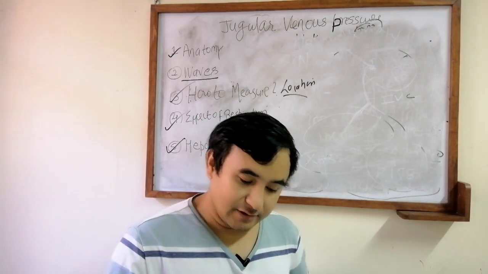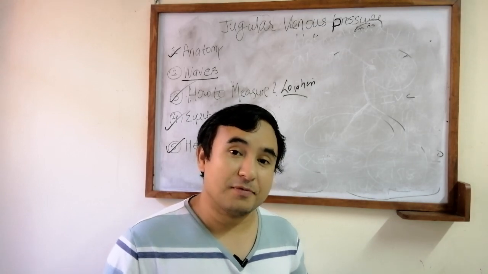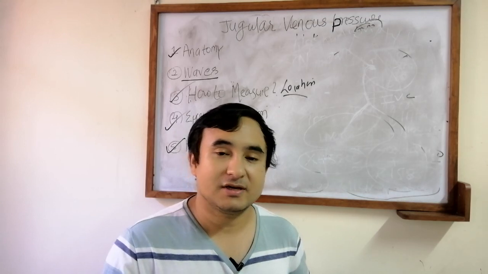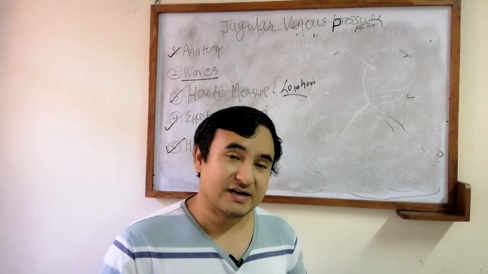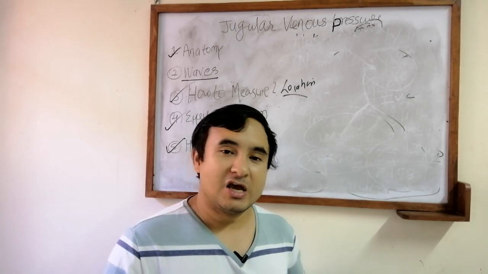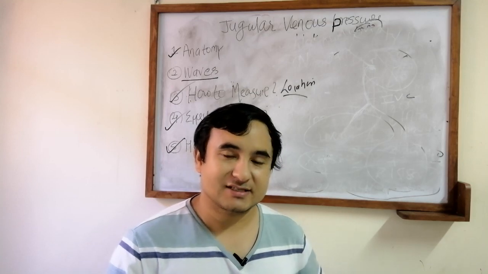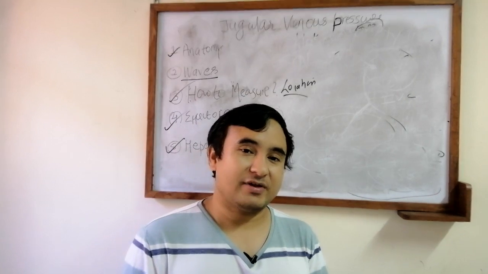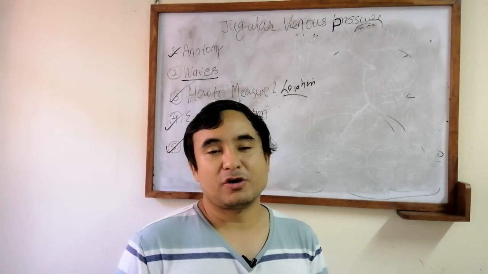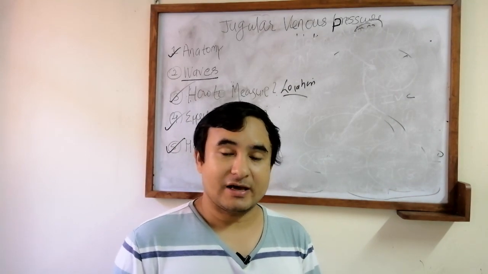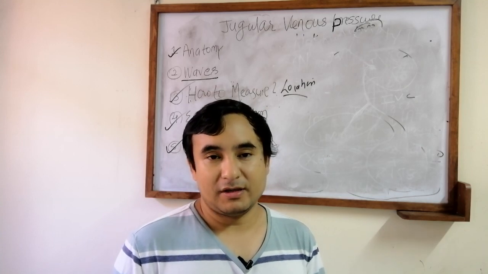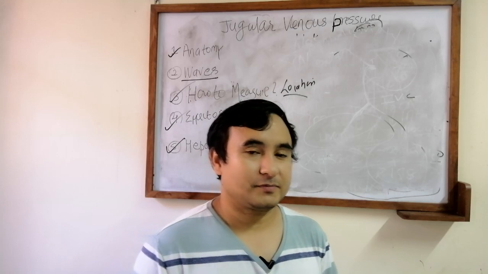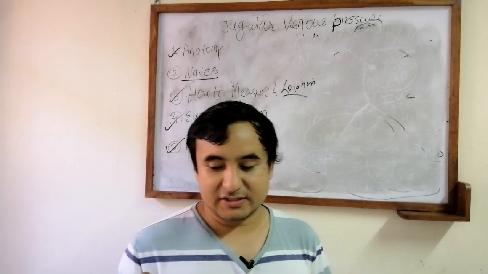Then there are different waves in the JVP. There are 3 positive waves: A wave, C wave, and V wave, and 2 negative waves, that is X and Y descent. The A wave is because of atrial contraction. The C wave is because of ventricular contraction. X is because of atrial relaxation. V is because of atrial filling, and Y is because of atrial emptying after opening of the tricuspid valve.